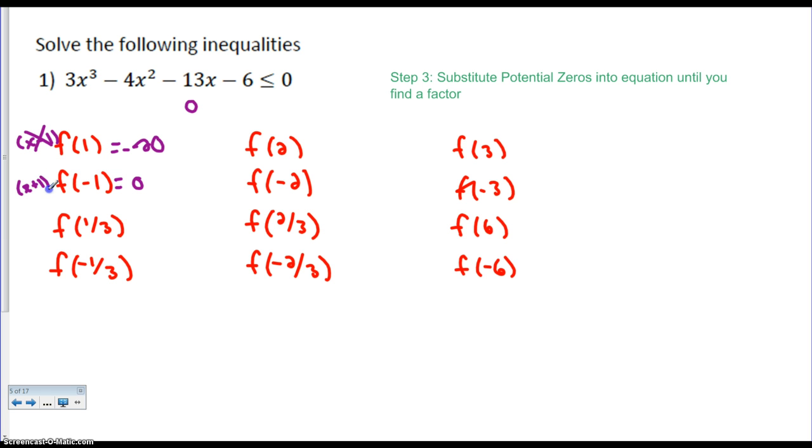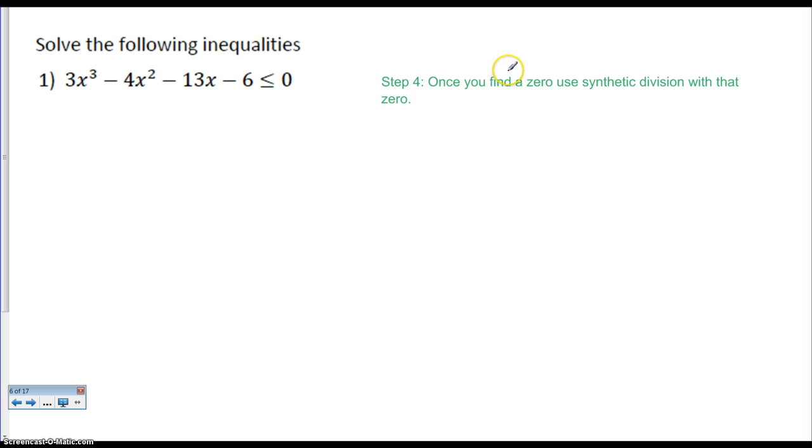Before I go on and plug the rest of these in, I want to make my life easier and make my polynomial smaller. So step 4: once I've identified a zero, use synthetic division with that zero. I know that x plus 1 goes into this quantity perfectly. So I want to divide this whole polynomial by x plus 1 by plugging -1 into this. I'm going to bring down the 3.